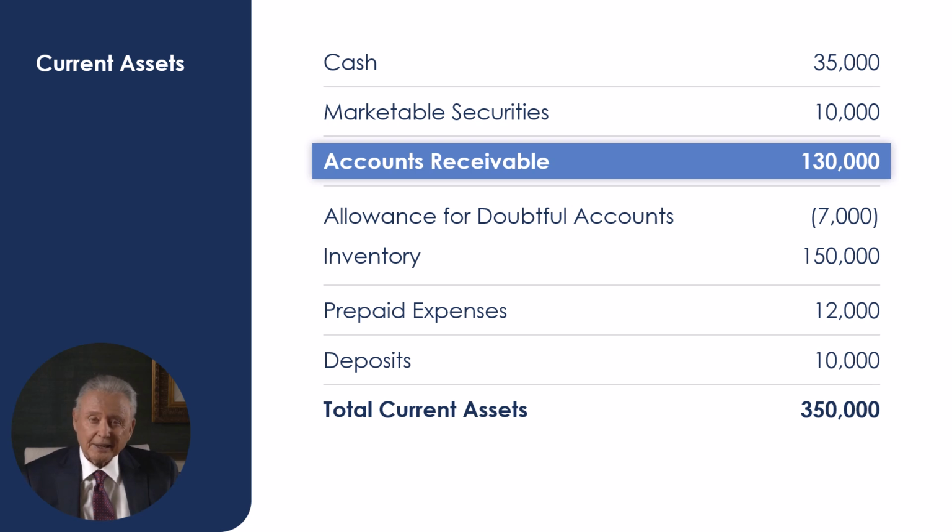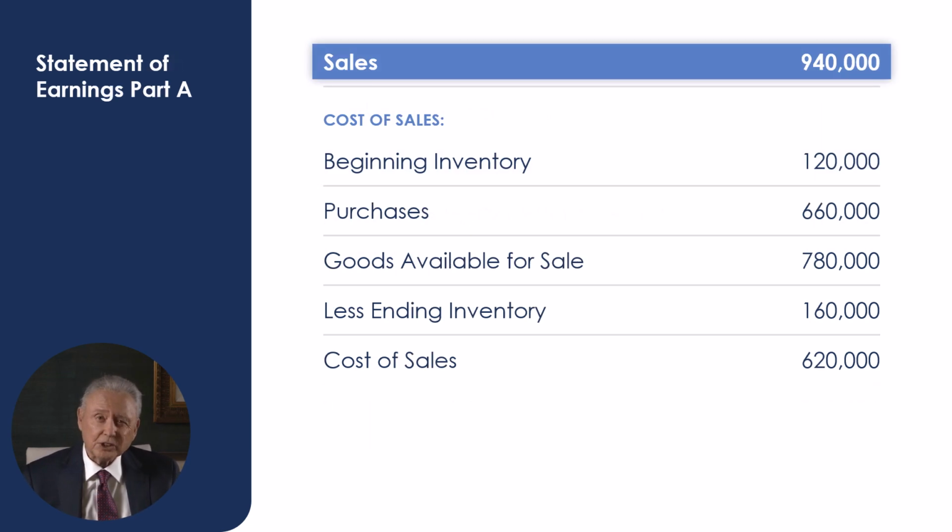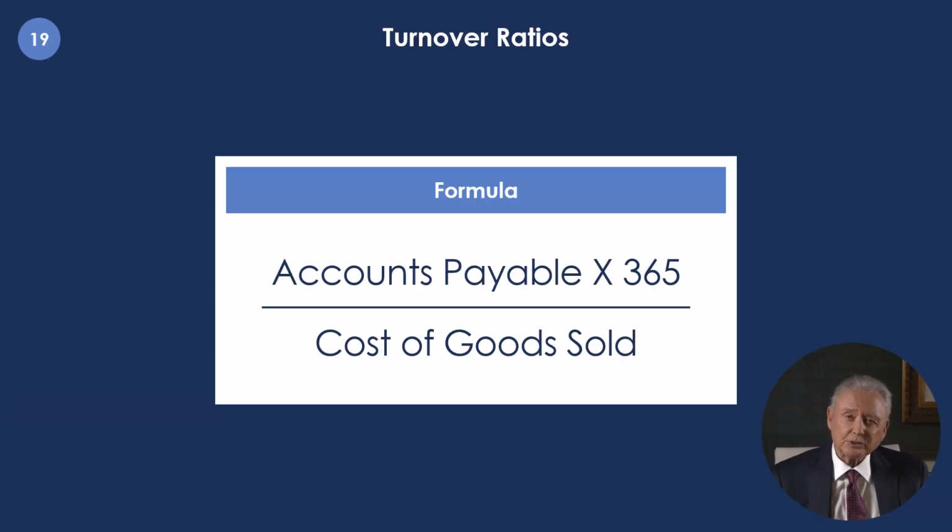In this slide, we're showing our accounts receivable balance of $130,000. This value is critical in multiple turnover and efficiency ratios. Here we show our sales from the income statement, or statement of earnings, $940,000. Now we're turning our focus to accounts payable. Specifically, we want to compare accounts payable to cost of goods sold. The goal? To determine how many days of purchases are owed to suppliers.